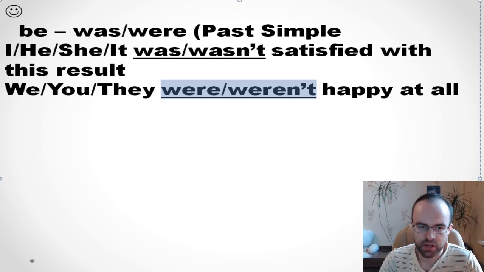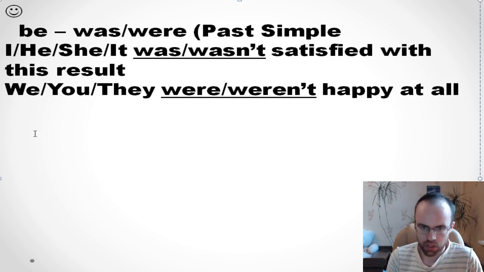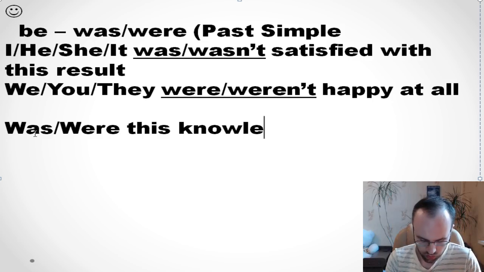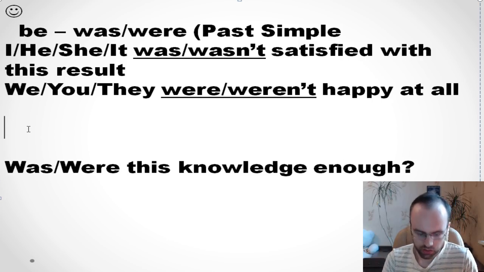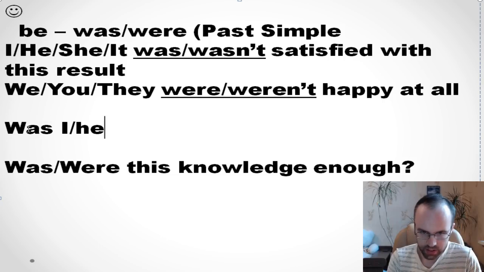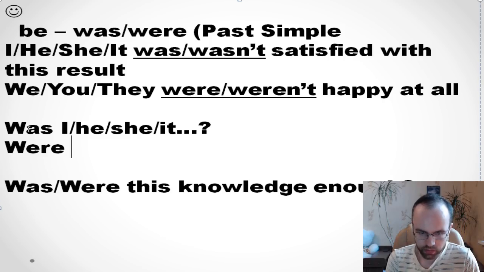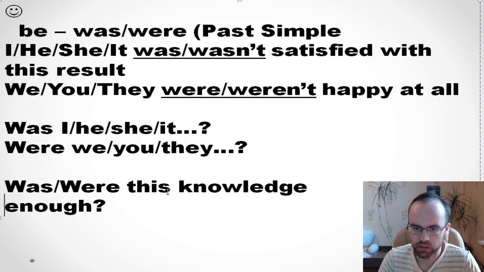But the most difficult is here, when you have another word or phrase instead of a pronoun. For example, so what will you choose? Was, were. For example, this knowledge enough. So you know that we say was if it's I, he, she, it, right? And we say were if it's we, you, they. Okay? But this situation is more difficult.